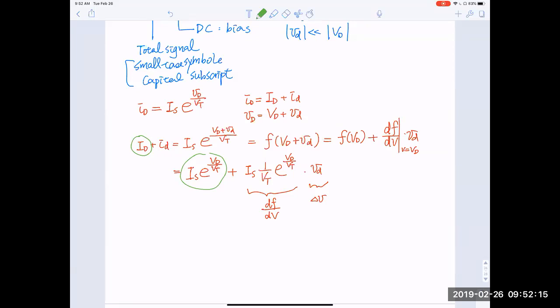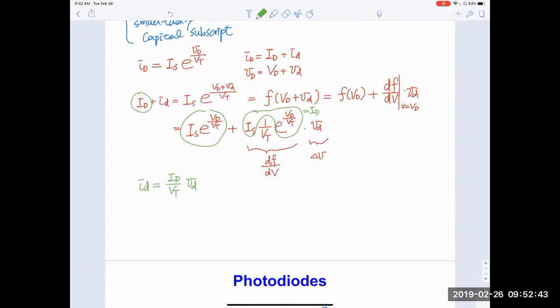So you can quickly equate the small signal id is equal to, now we noted this expression here, this IS times this exponential term is exactly equal to ID, right? So this is equal to ID divided by VT times vd, okay? So we can think of this as basically vd divided by id is equal to VT divided by ID. And previously we gave a name to this. This is called rd. So rd is the small signal equivalent resistance or small signal resistance.